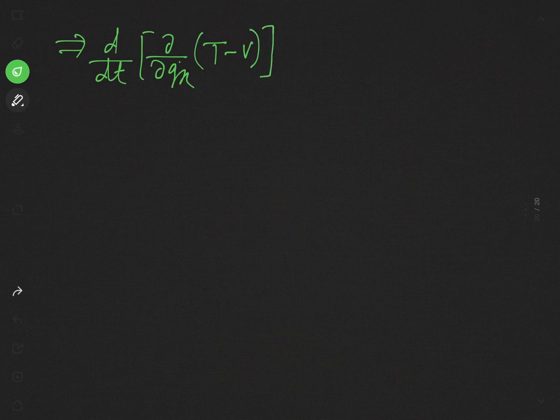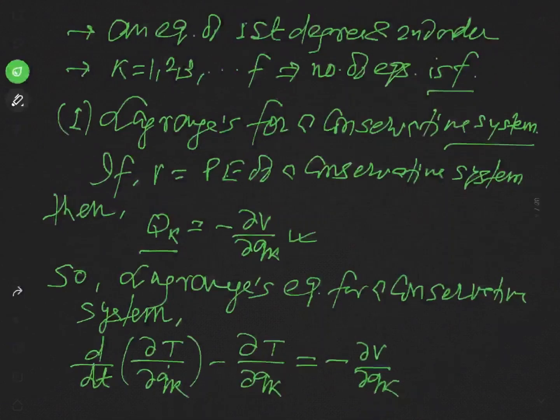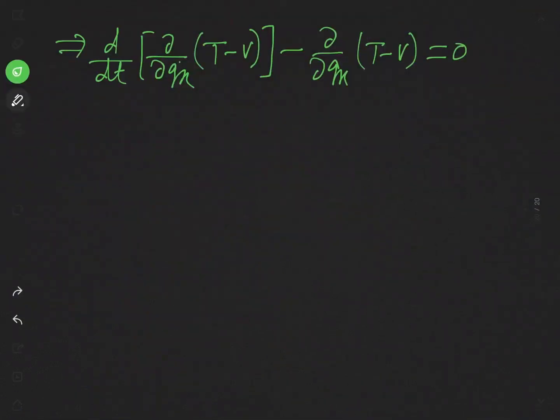And minus del Qk (T minus V), and this equals 0. See this equation. I have taken this term of the RHS to the LHS. So when we combine these two terms, the term will be like this.